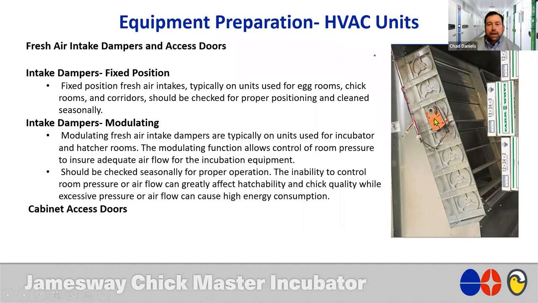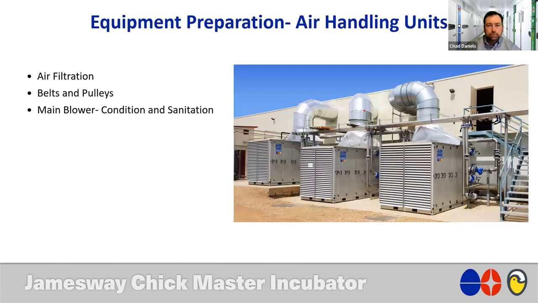And then we look at cabinet and access doors. It's pretty common to go to a hatchery and visit and go on a roof and you're doing an inspection of the ventilation and you find that a lot of the outside air cabinet doors are cracked open or they don't have seals or they're not latched closed. So use that seasonal change as a requirement to physically check those types of things as well.